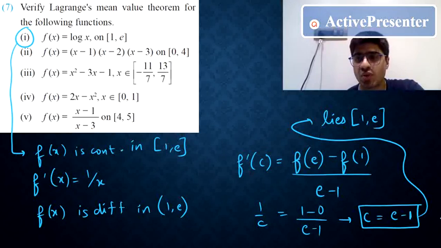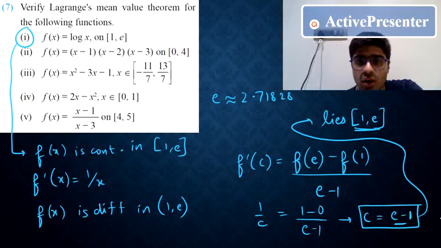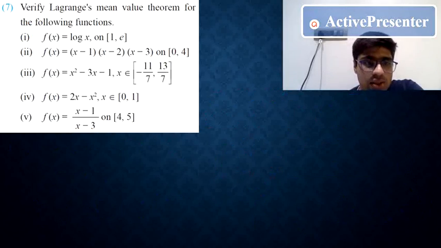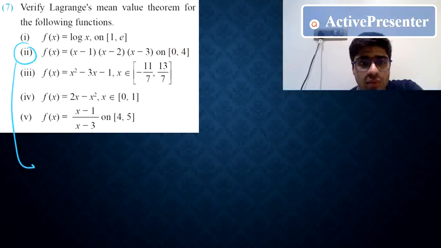If some of you are confused as to why e minus 1 would lie in this interval, let me tell you that e is approximately equal to 2.71828. So e minus 1 will be approximately equal to 1.71828, and that number definitely lies in the interval 1 to e. So you got the value of c that lies in the given interval, and like I said, the value of c is such that f of b minus f of a upon b minus a is equal to f dash of c. Let's continue with the next question, that is the second one.